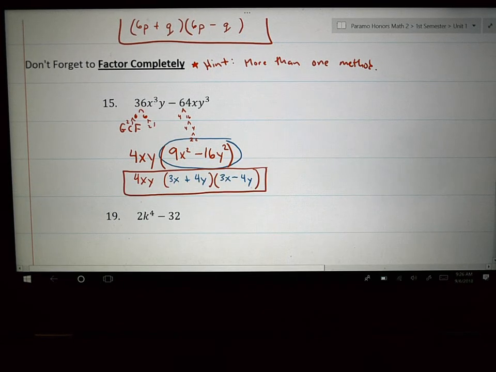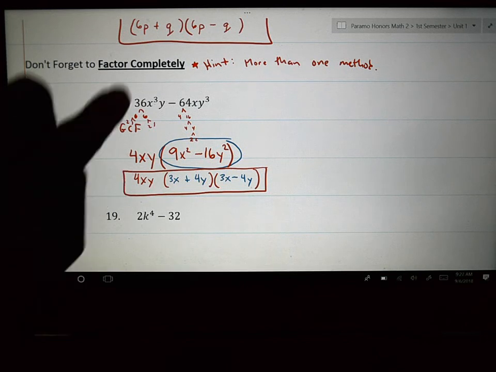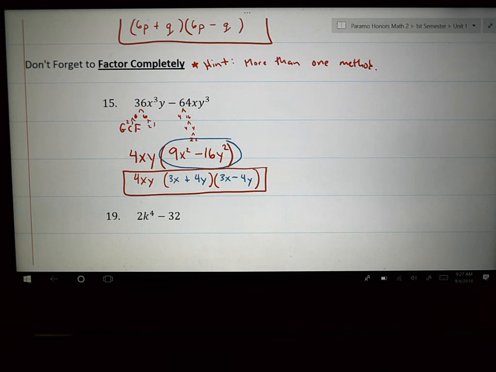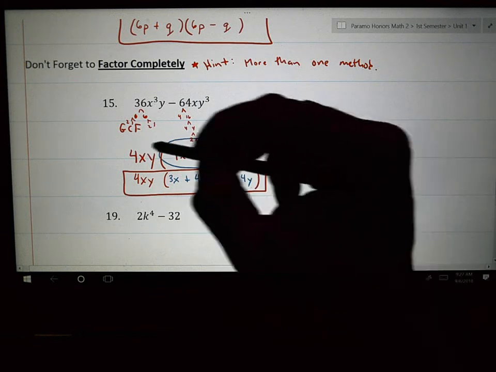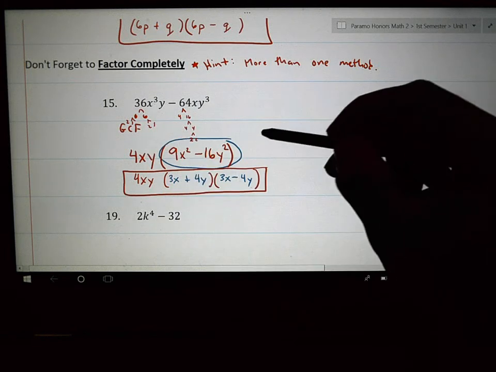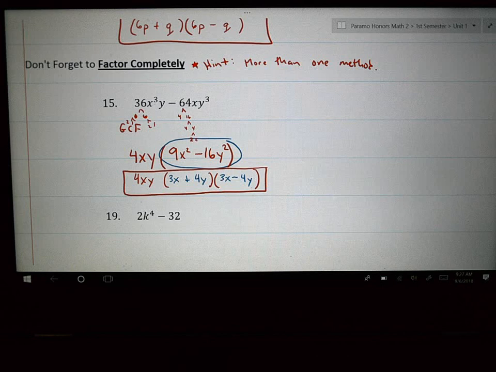Factor completely basically means keep factoring until you cannot anymore. And sometimes you're going to use a GCF and a difference of squares, just like number 15. And if you ended up getting this answer, it is not full credit on a test. This is like a -1 or a -2, depending on the other methods that you could do afterwards. Making sense?